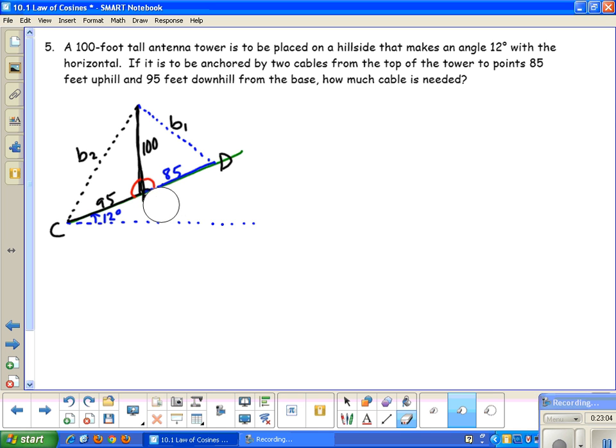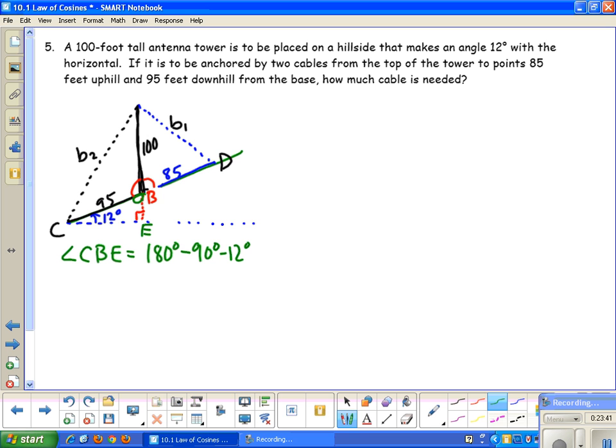Well, if you think about it, I'm going to erase this B right here. If I were to extend this down, I know this is going to make a right triangle right here. So if that makes a right triangle, then I can figure out what this little angle in here is going to be by using my triangle sum theorem. So that angle in there, I'm going to call this E right here. So angle measure of CBE would be equal to 180 degrees minus 90 degrees minus 12 degrees, which gives me 78 degrees.